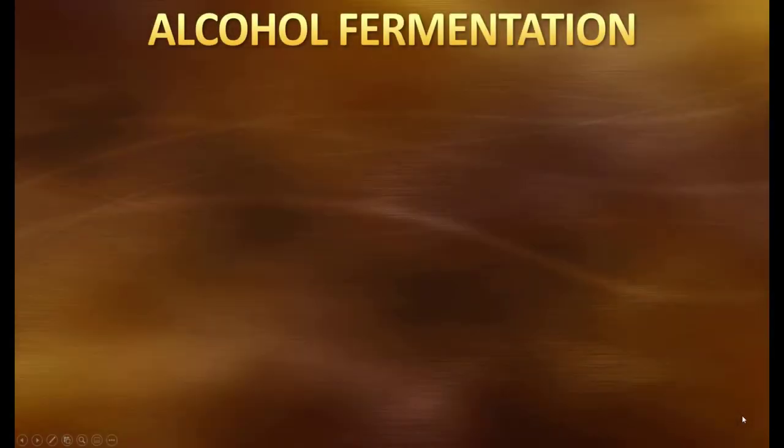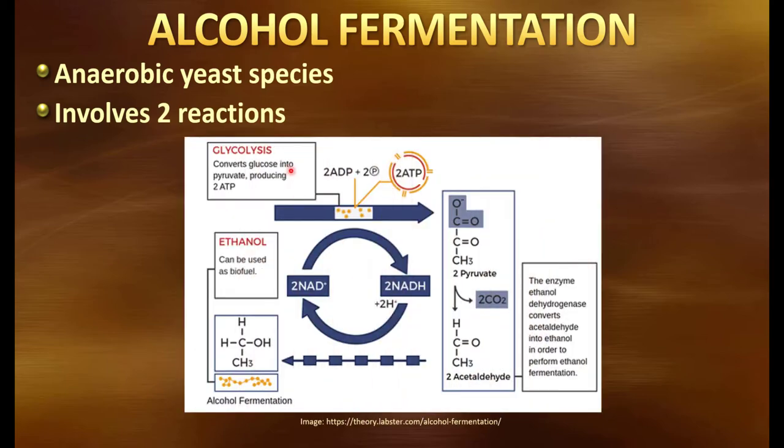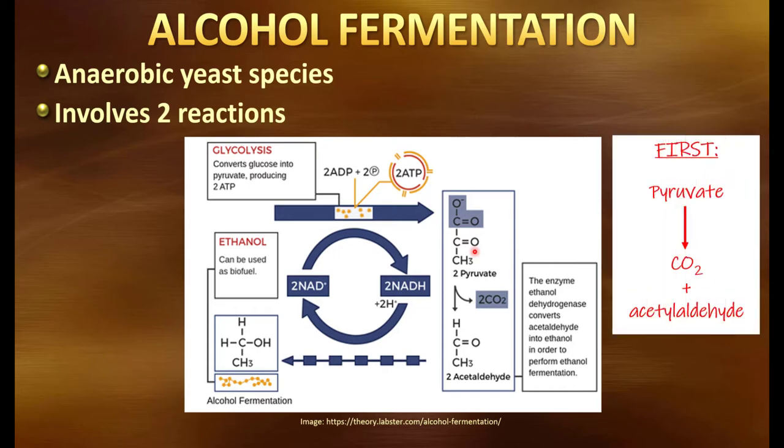The second type of fermentation is alcohol fermentation. This occurs in some yeast species. It involves two reactions that occur after glycolysis. We still perform glycolysis and we still get our 2 ATP from glycolysis. At the end of glycolysis, recall that we have pyruvate. So our first step in alcohol fermentation is to take pyruvate and to remove carbon dioxide and create acetaldehyde.